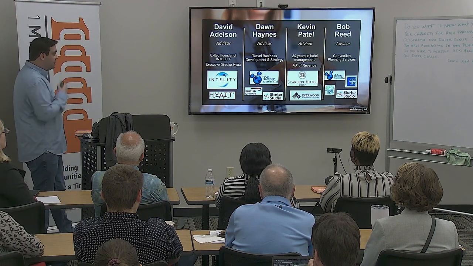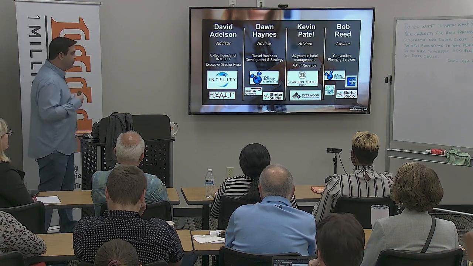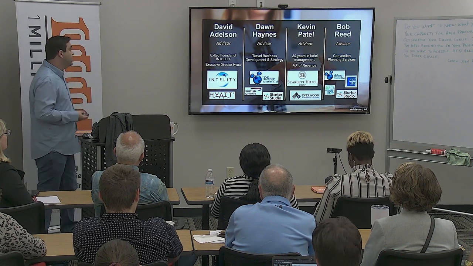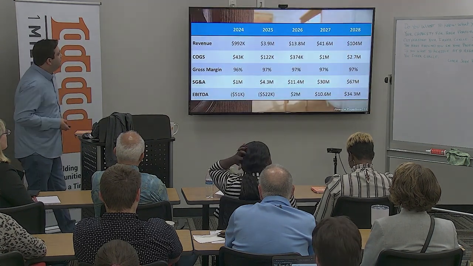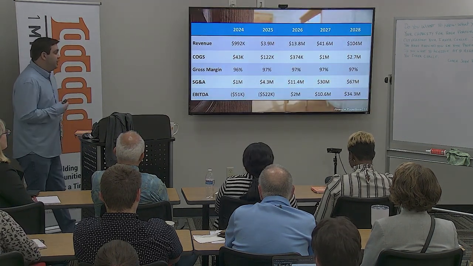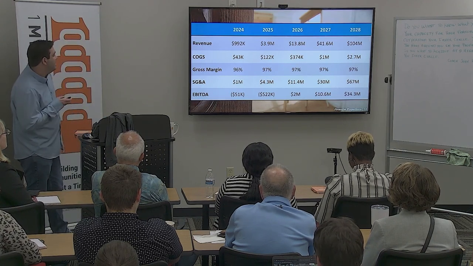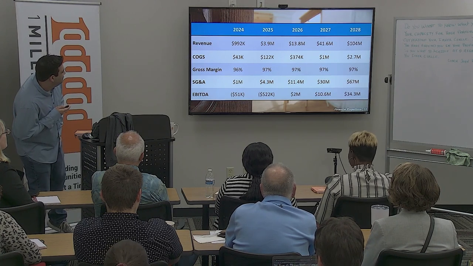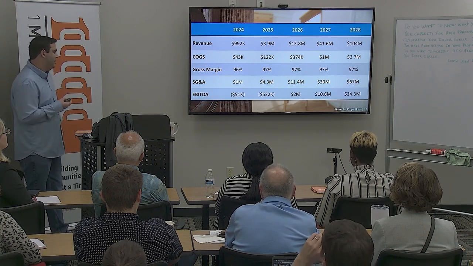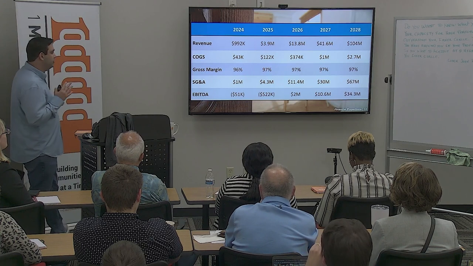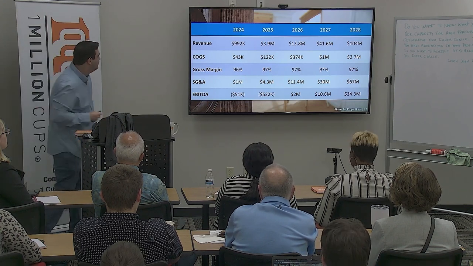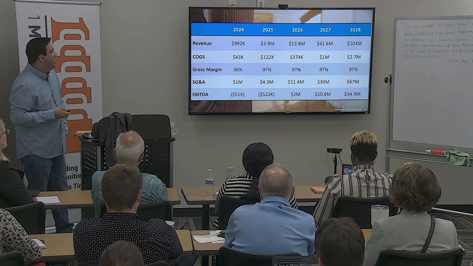We have several advisors who are well known in the community and also have a lot of experience in the industry, and we're learning a lot from them. Here are our financial projections over the next 5 years. A couple of things to note. One, an extremely high profit margin. We have about a 97% gross profit margin. And the ability to be profitable the year after next.